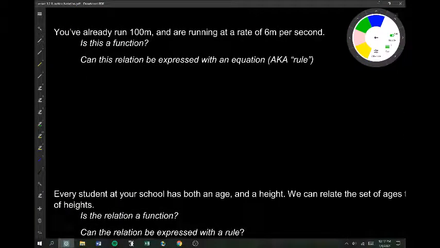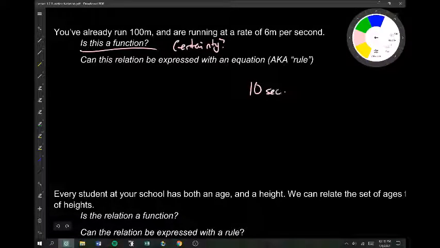Now we can do a couple scenarios. Let's say that you're running 100 meters. No, you've already run 100 meters, and you're running at a rate of 6 meters per second right now. Well, the first question is, does this scenario form a function? What I ask myself is, do we have certainty? If you told me a time, can I tell you a distance, and I'm certain the distance I give you is correct and there's no other option? In this case, yes. If you've been running for 10 seconds, I can calculate exactly how far you've run and there's only one option. Since there's only one option, it's a function. One input goes to only one output.